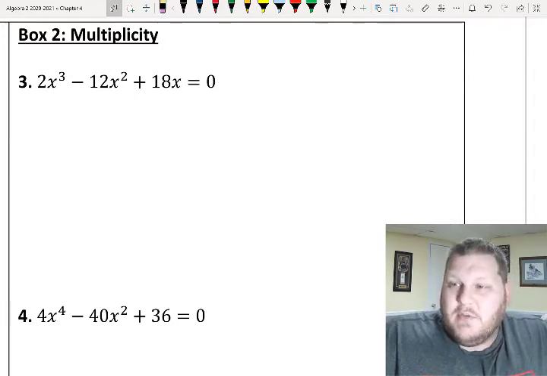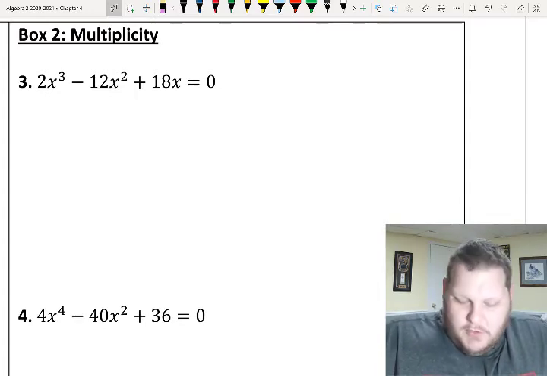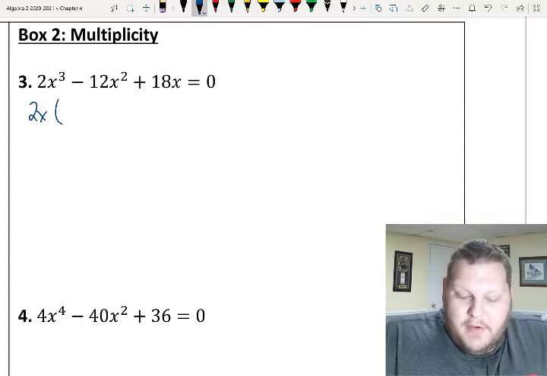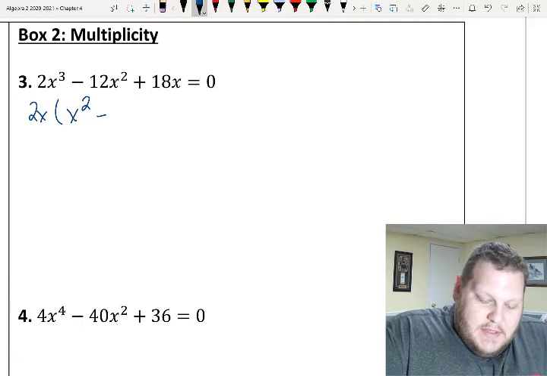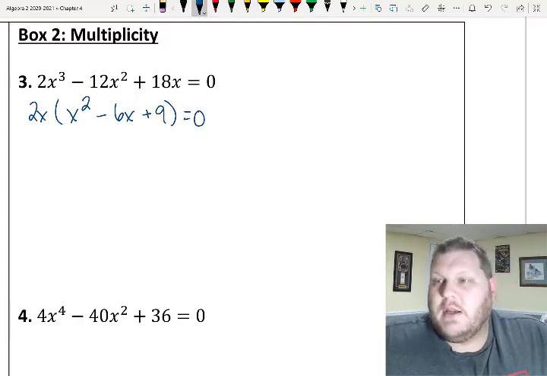And in this case, actually, we do have something in common between all three of the terms, including a variable. So if I factor this 2x that's in common out of all three of those terms, that leaves me with x squared minus 6x plus, what is it, 2? Yeah, so plus 9 equals 0. Sorry, thinking on my feet here.